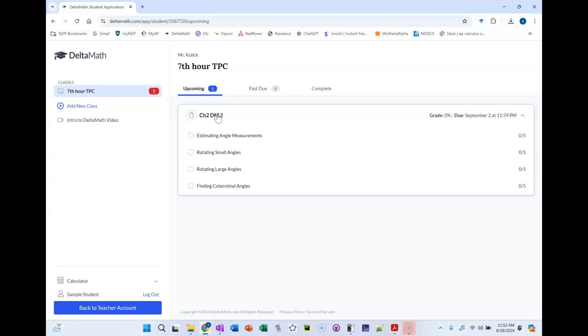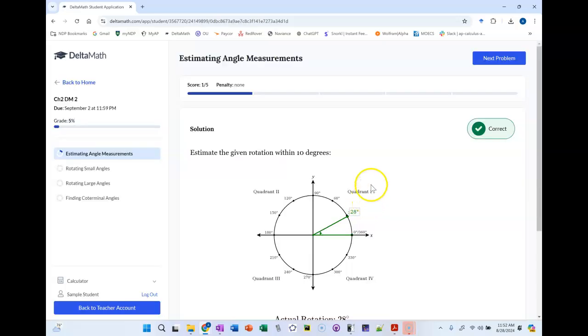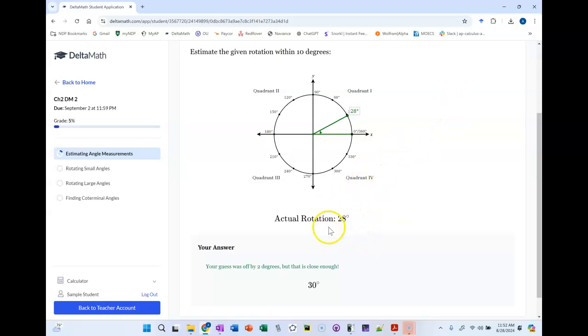This is the chapter 2 Delta Math number 2. There are 4 types of problems I'm going to ask you to do. The first one asks us to estimate the angle. It wants me to give the value of this angle within 10 degrees. If I look at this, that looks like maybe a third of that first quadrant, so maybe I'll say that looks like 30 degrees. And it said, okay, the actual number was 28, but I was close enough. If you guess wrong, it'll just make you keep doing them until you get 5 total right.